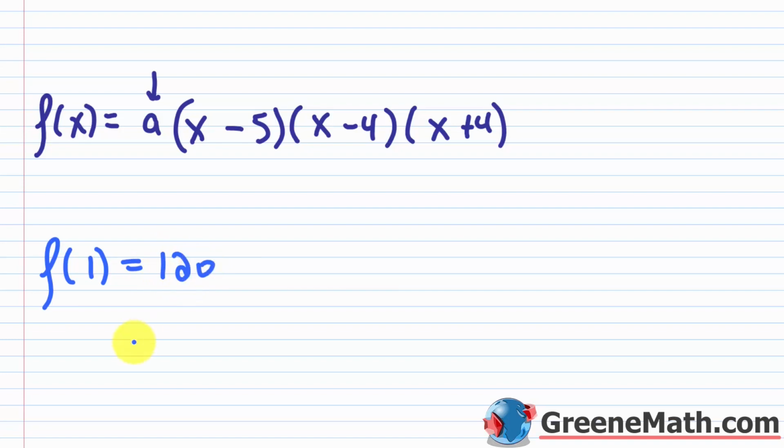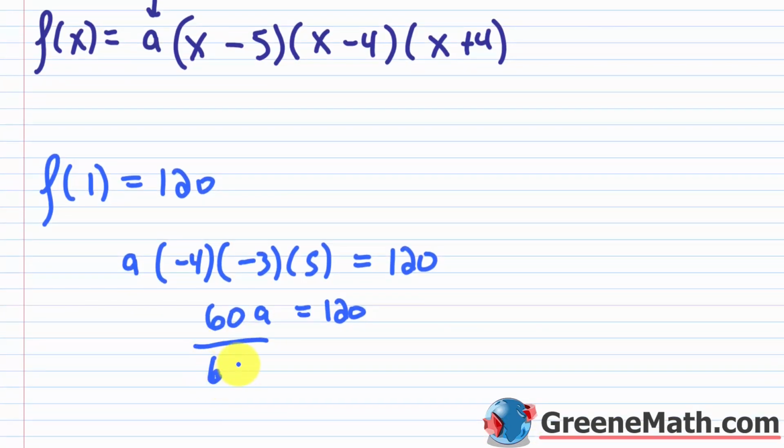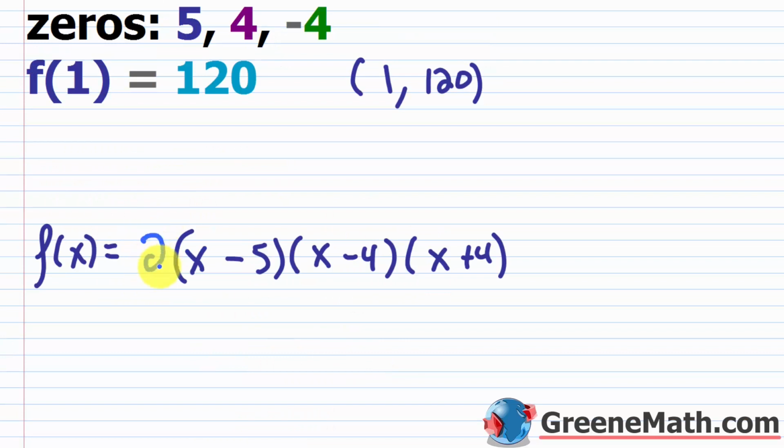So let's just go ahead and say we have a times 1 minus 5 is -4. And then 1 minus 4 is -3. And then 1 plus 4 is 5. And this should equal 120. So -4 times -3 is 12. 12 times 5 is 60. So you would have 60a equals 120. To solve for a, I would divide both sides by 60. And I would find that a is equal to 2. Okay, so let's erase all this. We will have everything. So a real simple process, just tedious overall.